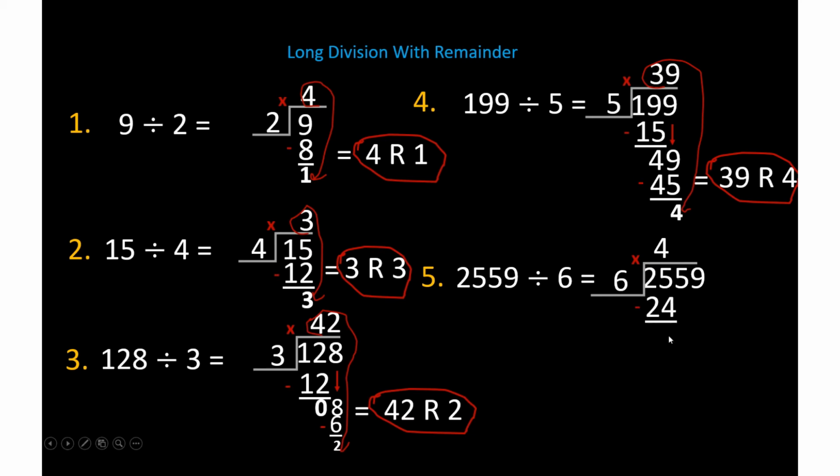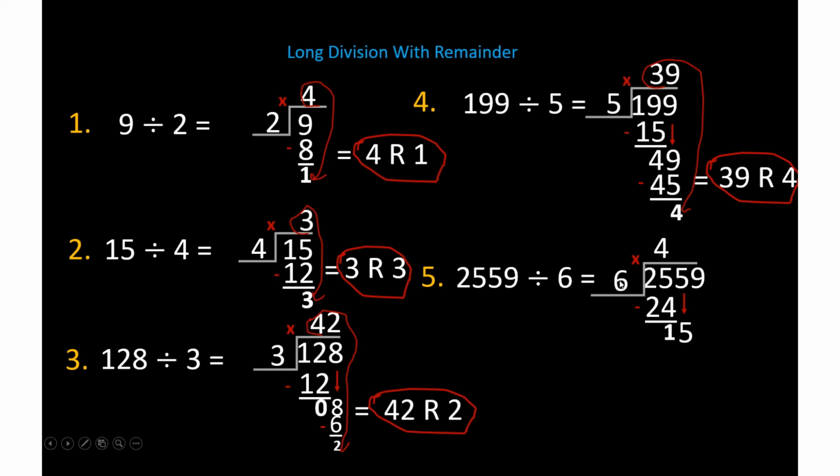And we have 1. So 25 minus 24 is 1. 5 minus 4, 1. 2 minus 2, 0. So we have 1. We bring down the next digit, which is 5. And we will have 15.